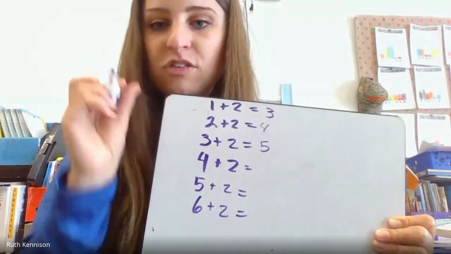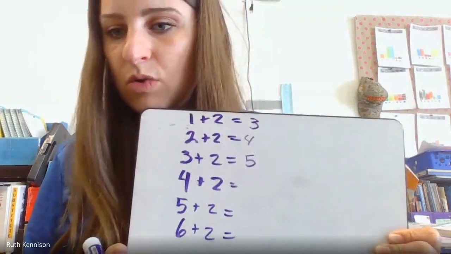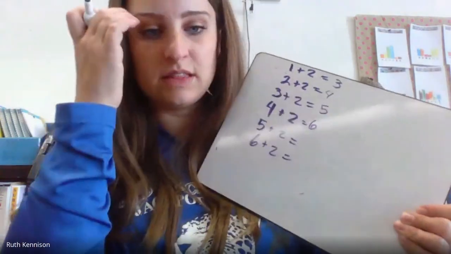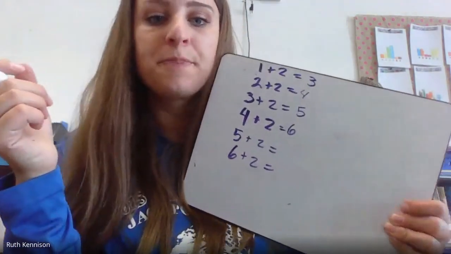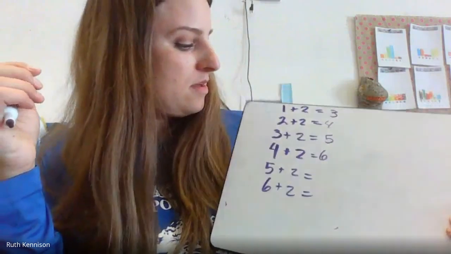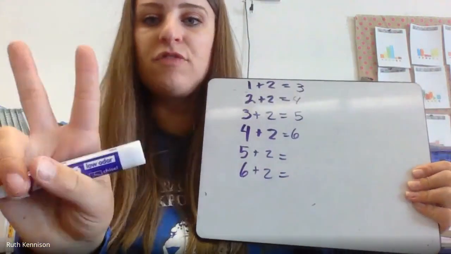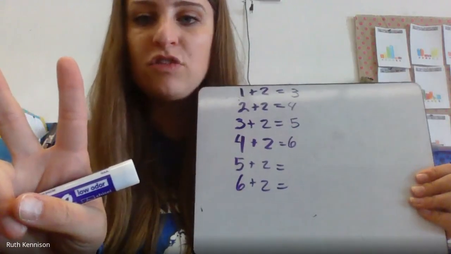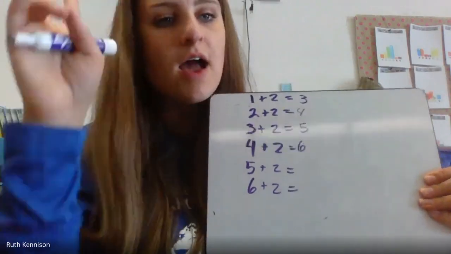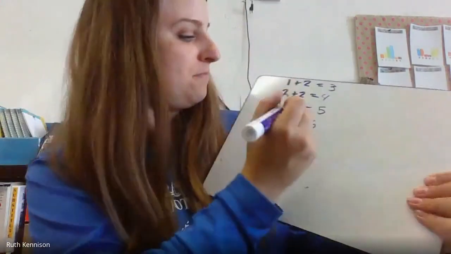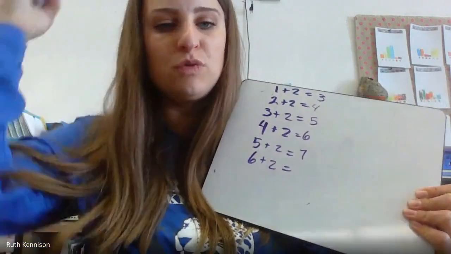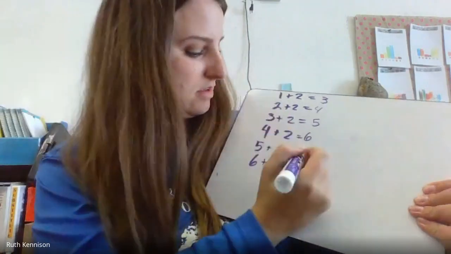I see you guys doing that along with me. Thank you. I see some of you guys thinking and counting. 5. Join your fingers. Do it along with me, Max. Even if you can't write it down, just do the problem with me, okay? 5, 6, 7. 5 plus 2 is 7. 6 plus 2, 6, 7, 8. 6 plus 2 is 8.